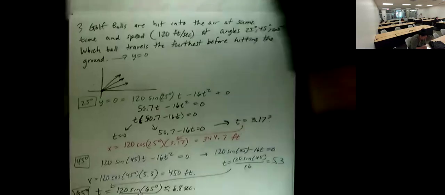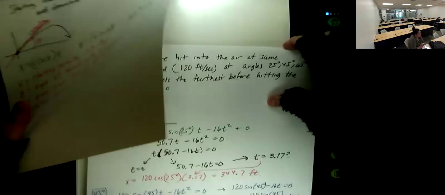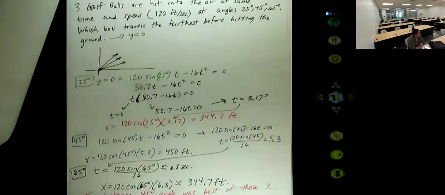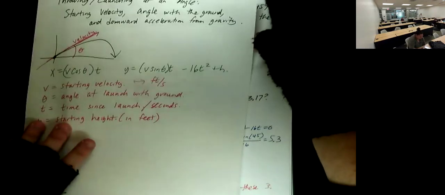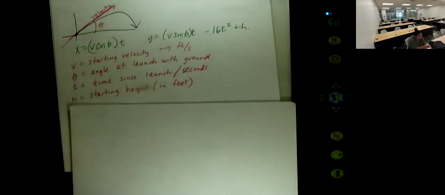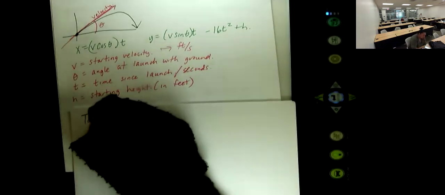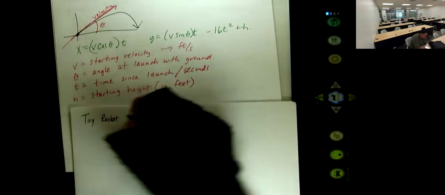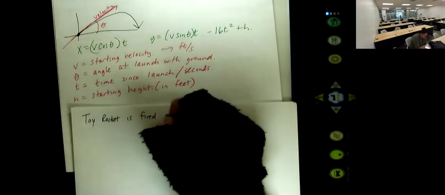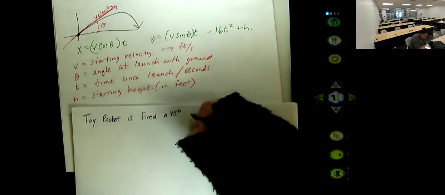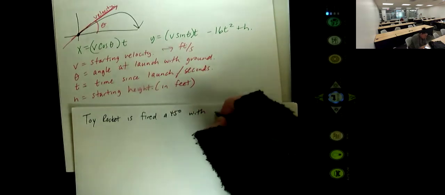Alright, let's do one that's like this, but we're gonna need these equations. Wait, does anyone need that page longer? Okay. I'm gonna keep these equations here, because now we're gonna look at converting to rectangular coordinates. But we'll choose a simple one, let's make the numbers a little smaller. Let's say a toy rocket's fired at 45 degrees with a velocity of 36 feet per second.